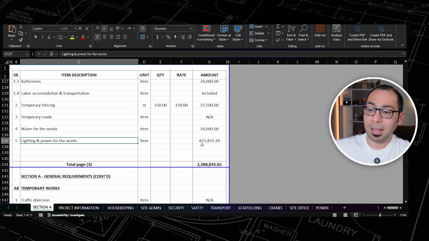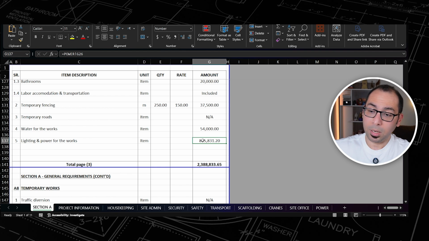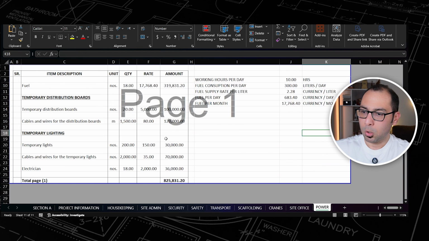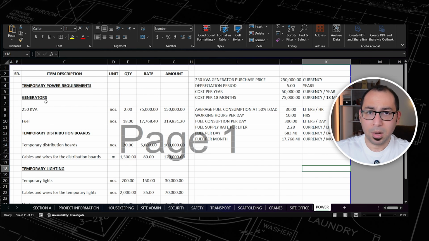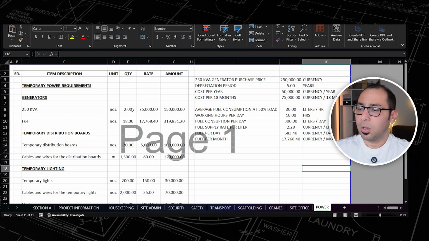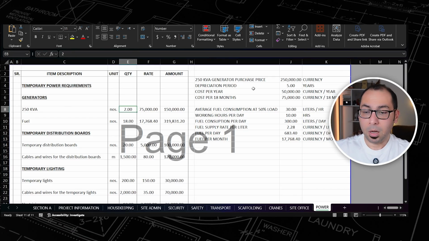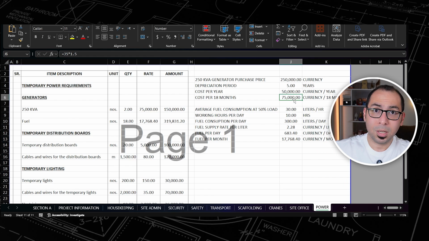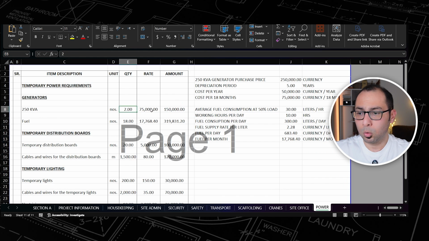Then for the lighting and the power for the work, this one is a big one actually, and we have a breakdown for that. So when we go to the power here, we need generators for the site. And I'm assuming here that with my power requirements for this site, 2 generators of 250 kVA will be enough. So how much is the purchase price of this generator? Here it's 250,000, and again depreciation over 5 years. So the cost of using this generator per year is 50,000. If I will use it for 1.5 years, that's 75,000. So 2 multiplied by 75 to get this amount.